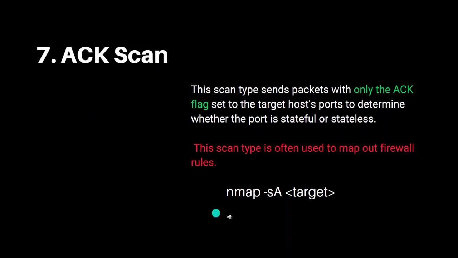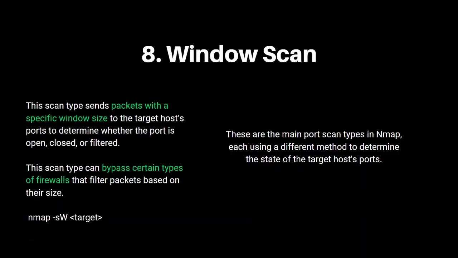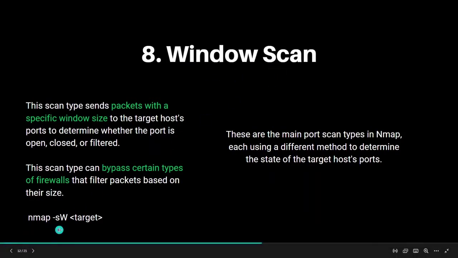The final one is the window scan. A window scan is like testing a key in a door to see if it fits the lock. This type of scan sends packets with a specific window size to the target host's ports to determine whether the port is open, closed, or filtered. This scan type can bypass certain types of firewalls that filter packets based on their size. To do a window scan, we write nmap space -sW and then the target. So there you have it, all the different types of port scans that Nmap offers.